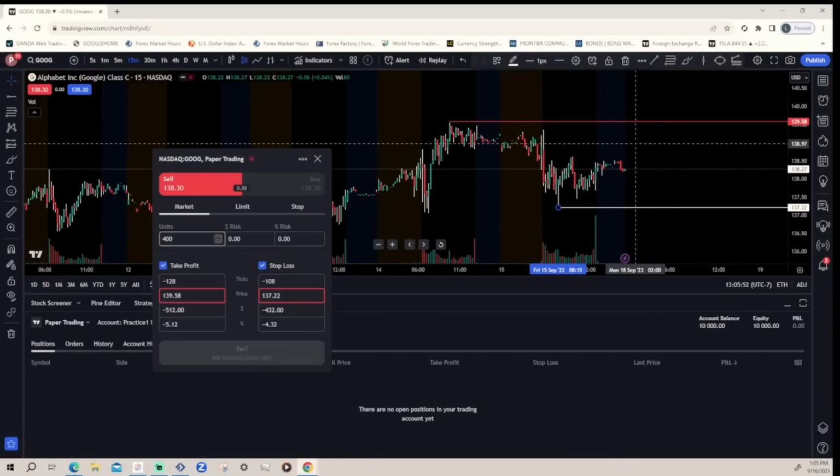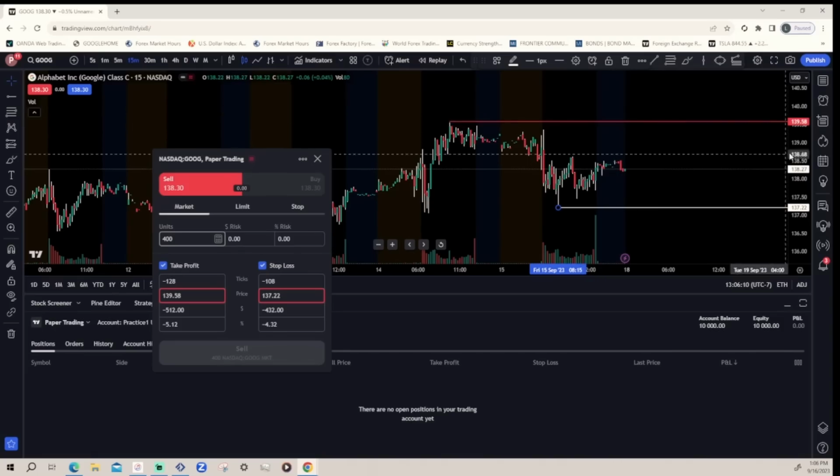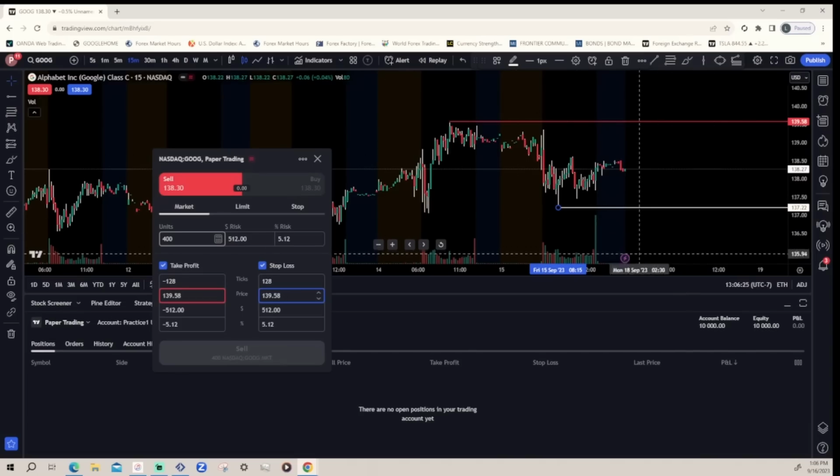And so just for the sake of this video, this is obviously going to set up a different risk ratio, but I'm just demonstrating how you can manually go and put in the actual take profits and stop losses. So in this case right here, this number 139.58 would be our stop loss. So we just reverse these. 139.58 is our stop loss, and 137.22 is our take profit.